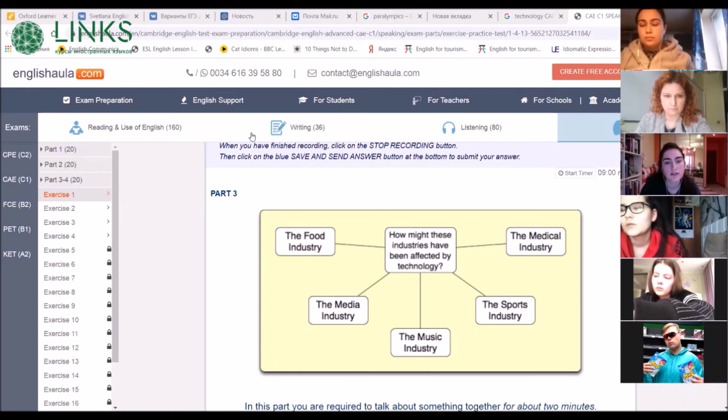I agree with you. And I guess the media industry is affected by technology too, as it completely depends on it. As we can watch TV, some programs only with using technologies. Done. So, okay, guys, let's look at the essay topic again.